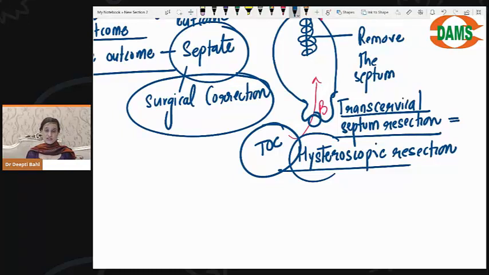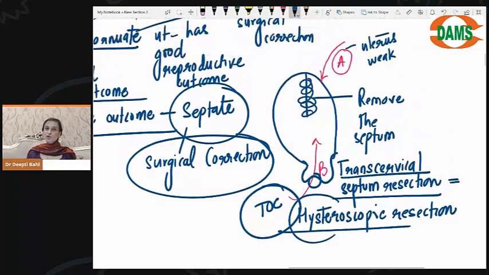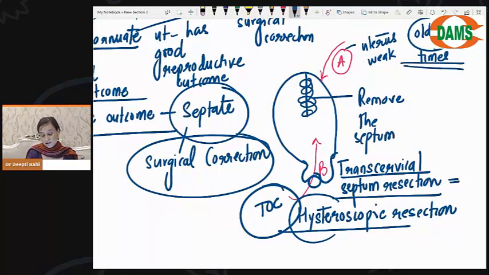Whenever you want to operate, this is what I'm going to do. In older times, when there was no hysteroscopy, we used to go from option A. We used to cut open the uterus, go inside the cavity, repair, and then close. But now we have switched to hysteroscopic procedures.